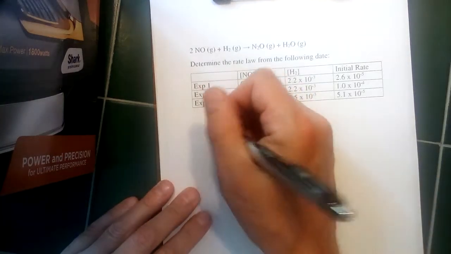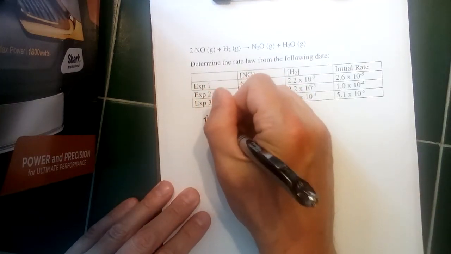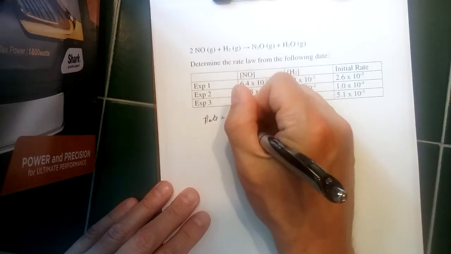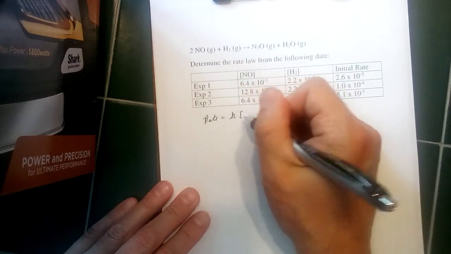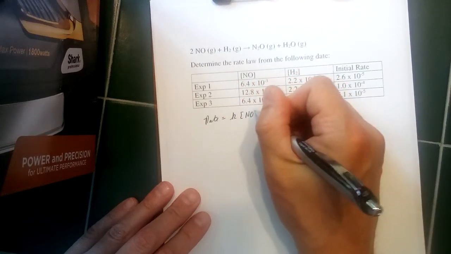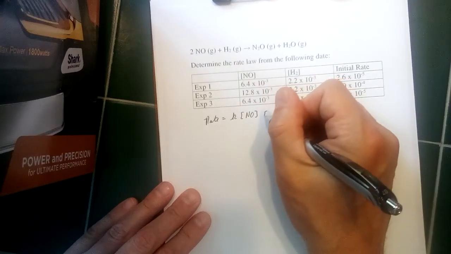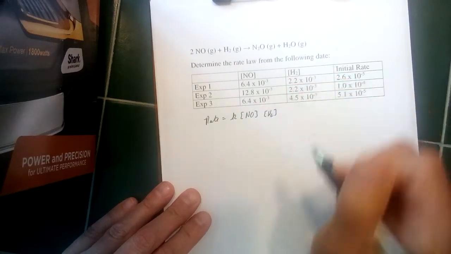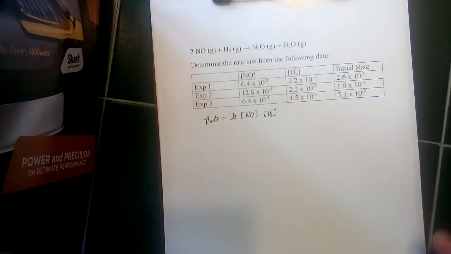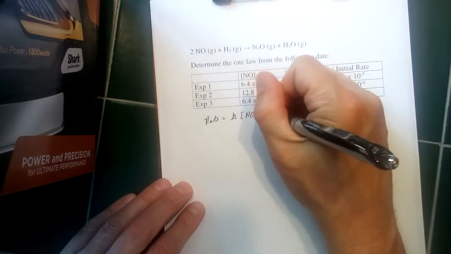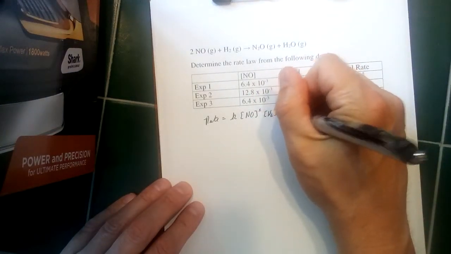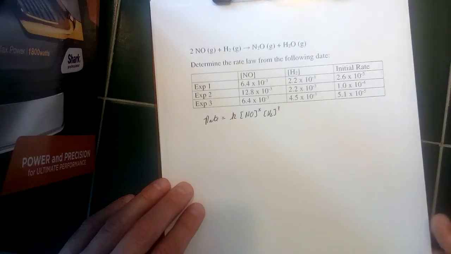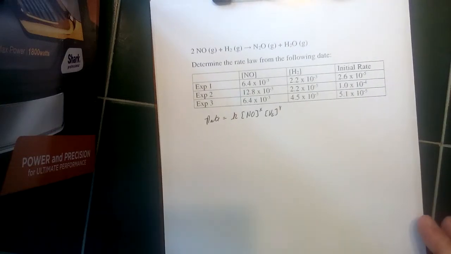So again, the basic form for rate law is that the rate is going to be equal to the rate constant times the reactants. So we've got NO here and H2, just two reactants this time, so that's all that will show up in the rate law. But each of these will have some exponent associated with it. That's part of what we need to figure out here to get a handle on the rate law.